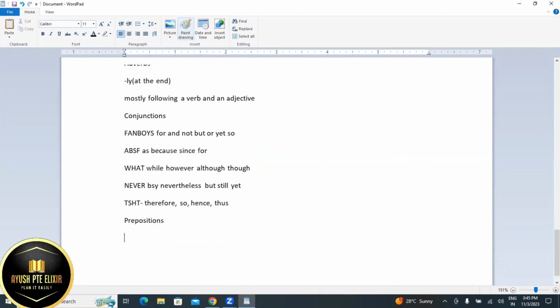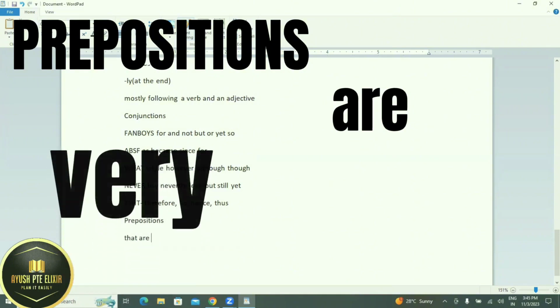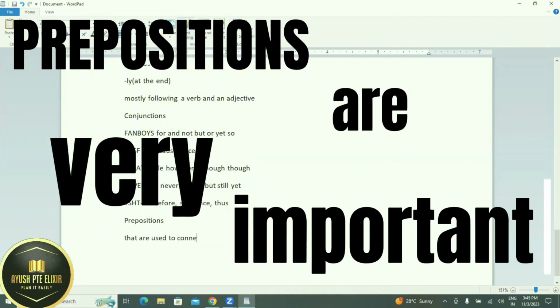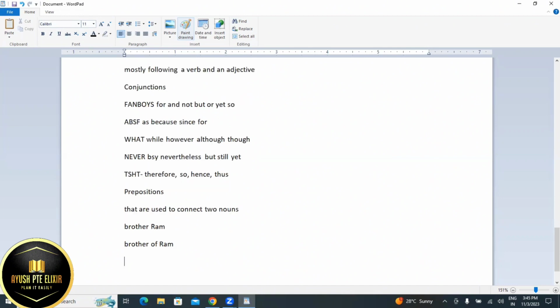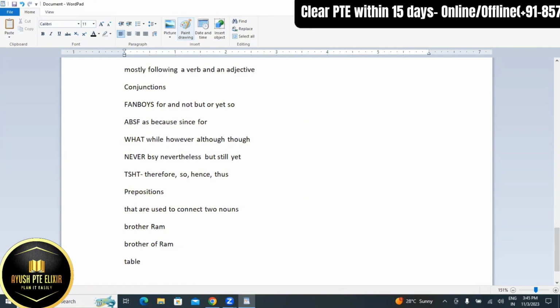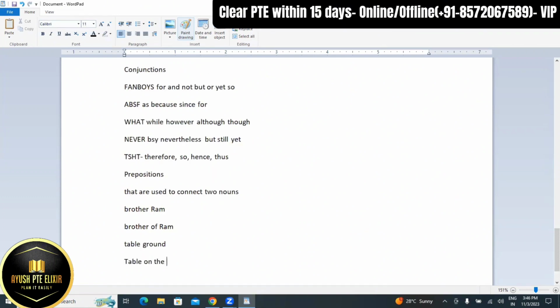And prepositions, obviously, like some of the words that are used to connect the nouns to nouns mostly. Like for an example, I cannot say brother Ram. It should be brother of Ram. Or I can say like table, ground. I cannot say like that. I can say table on the ground.